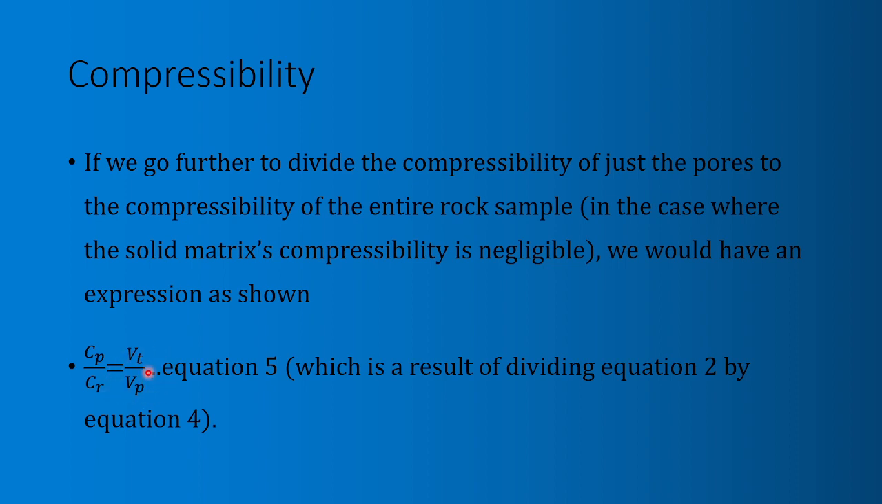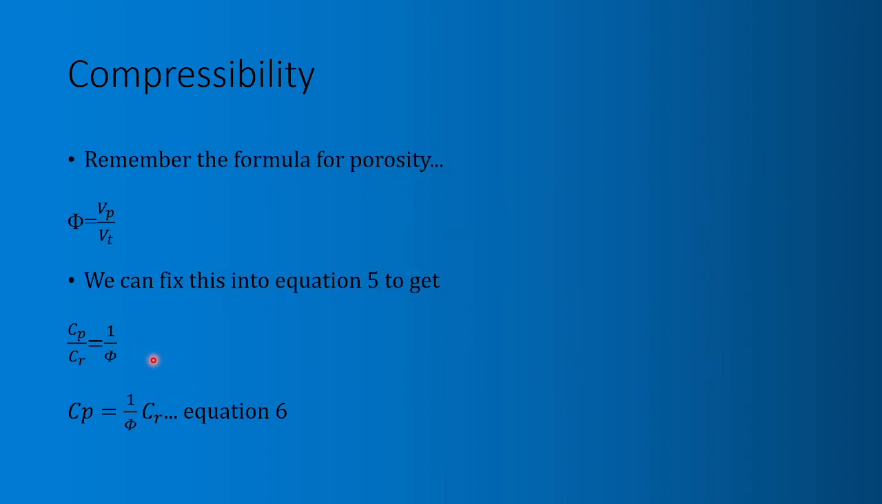So this expression here is the same as 1 over porosity. We said porosity was Vp over Vt. So that's what we are going to have here. Cp over Cr becomes 1 over the porosity. And we can see that Cp is equal to 1 over the porosity times Cr.